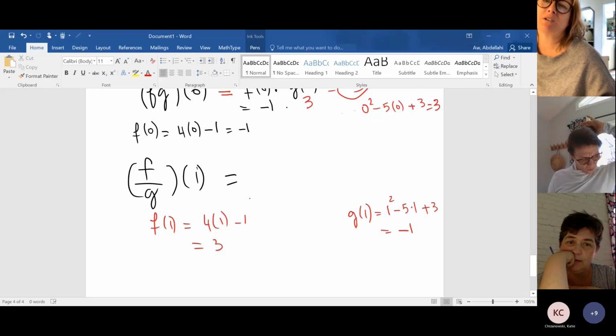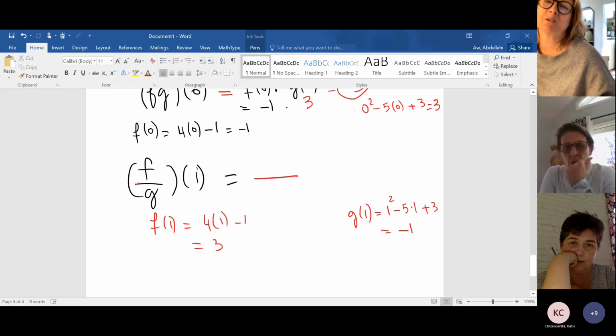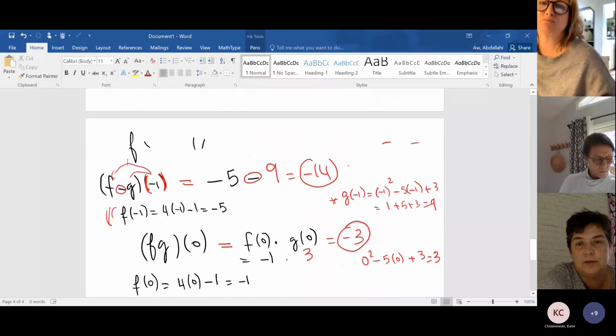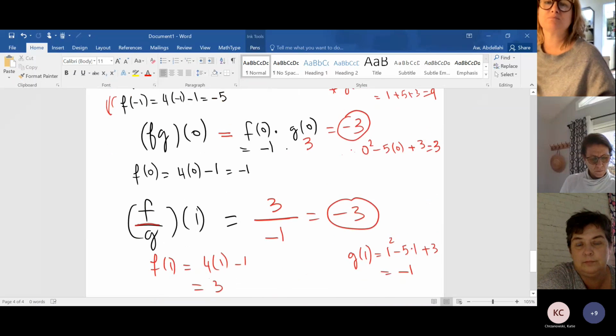So what are you going to do then, what's going to be the answer? It's going to be division, right? F of 1 is 3. G of 1 is -1. It's going to be -3. All right? So this is how we add, how we subtract, how we multiply, etc., etc.